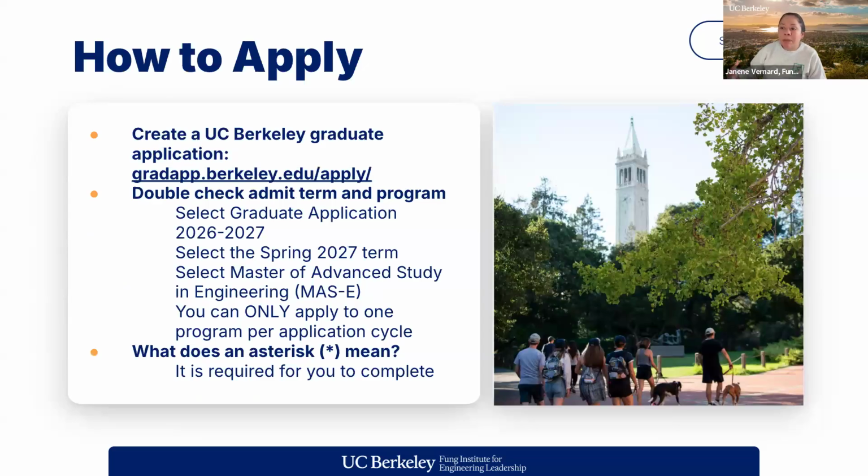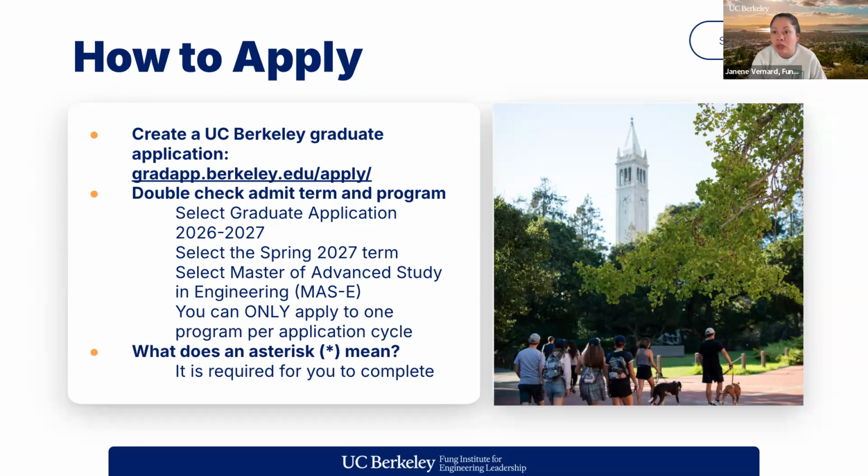In terms of applying, you will need to create a UC Berkeley graduate application. Go to gradapp.berkeley.edu/apply/. Double check the admit term and program. It should be 2026-2027, but select the spring 2027 term. Fall 26 is closed. Make sure to select the Mass E. And very important, you can only apply to one program per cycle. So if you had applied to another program in the fall, unfortunately, you are not eligible to apply again.